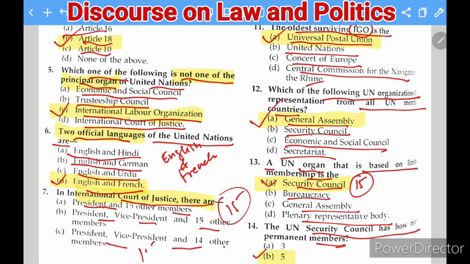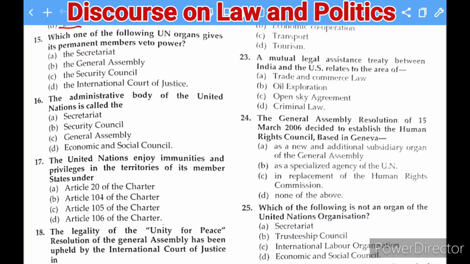Let's go to the next question. Which one of the following UN organs gives its permanent members veto power? The options given here are Secretariat, General Assembly, Security Council, the International Court of Justice. You all know that the permanent members of the Security Council have this veto power. Therefore the answer is the Security Council.